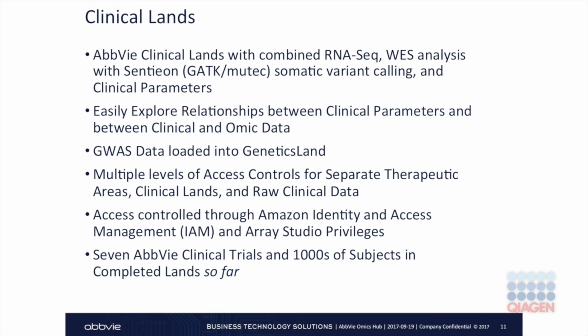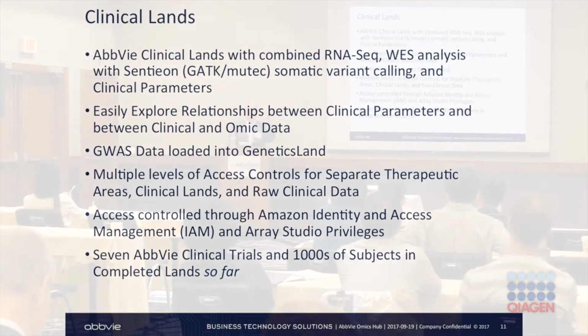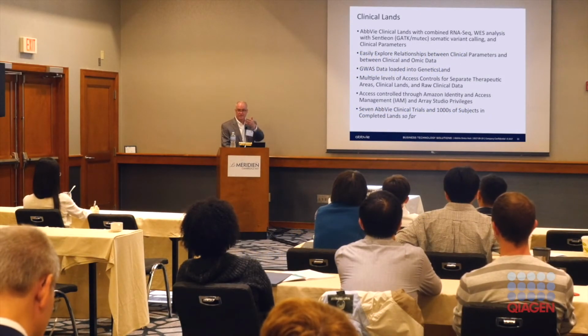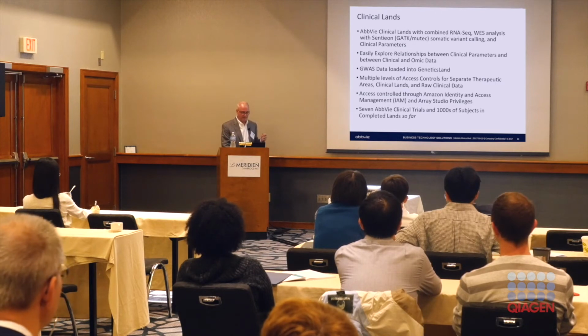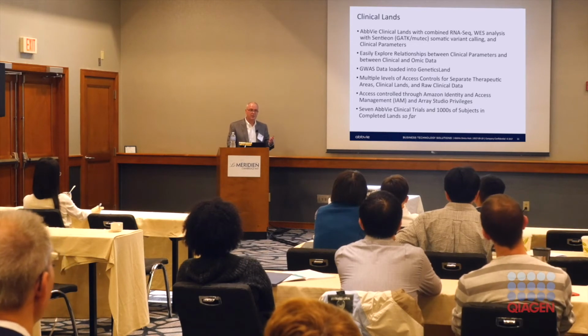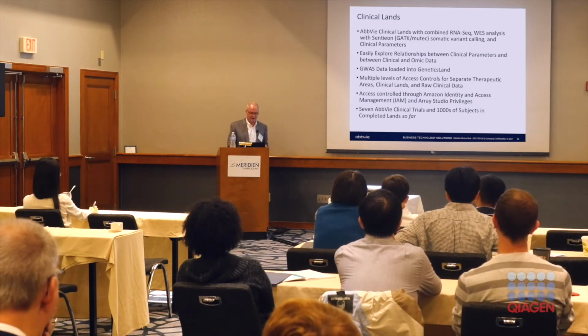As for clinical lands, we've worked with Sentient to do the whole exome sequencing, combine that with RNA-seq and the clinical parameters to make our own clinical lands. It was really nice to just explore the relationships between the clinical parameters, and between the clinical and the omic data. As we've seen earlier, we've loaded some GWAS data at the summary level into genetics land. We hope to start using that more. It looks like it's really filling out nicely.